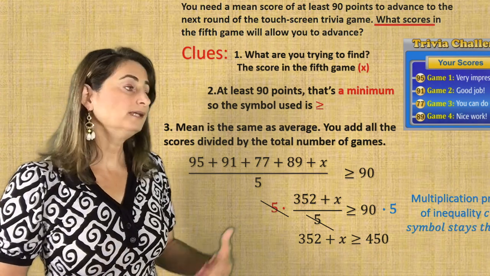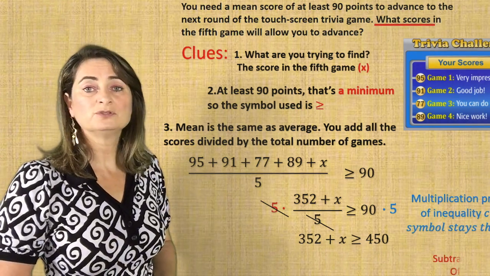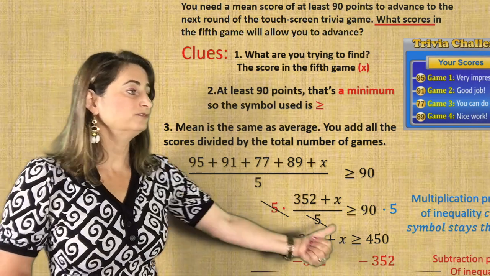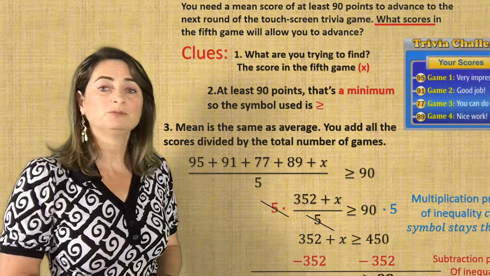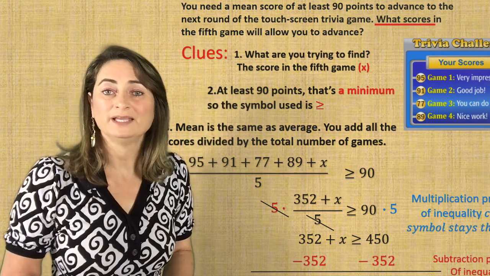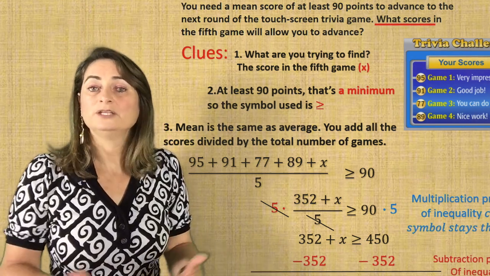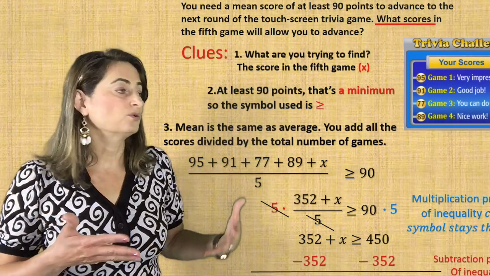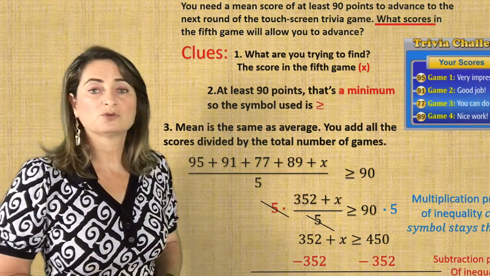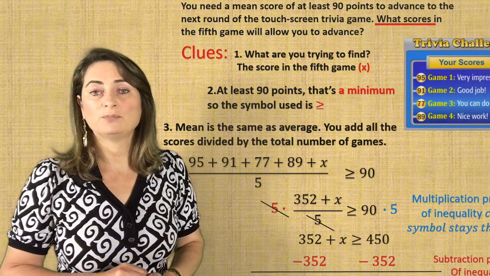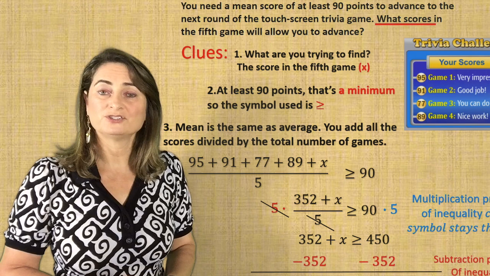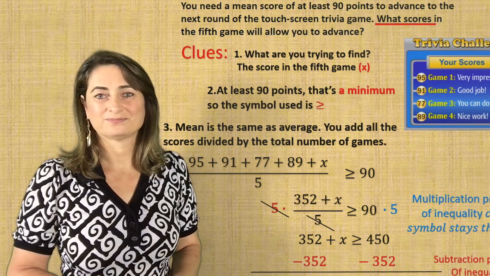Now to isolate X, I need to get rid of 352. So use the subtraction property of inequality. Subtract 352 from both sides and you end up with X greater than or equal to 98. What does that mean? Interpret the solution. Explain what the solution means. So that means you need to score at least 98 points to advance to the next level, to get an average of 90 points.